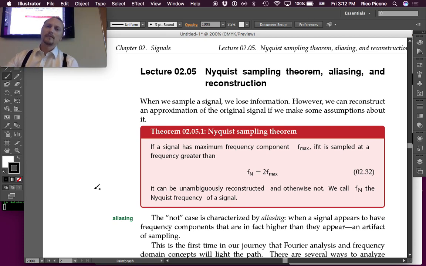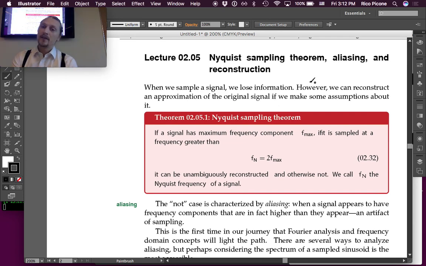So it's on Nyquist Sampling Theorem, Lecture 2.5, Aliasing and Reconstruction. When we sample a signal, we lose information. Just is that way. If you think about it, a continuous signal is a continuous quantity. So you could sample it at higher and higher frequencies, and there would be data points in between. It's just like the real number line, right? There's always a real number in between two real numbers.